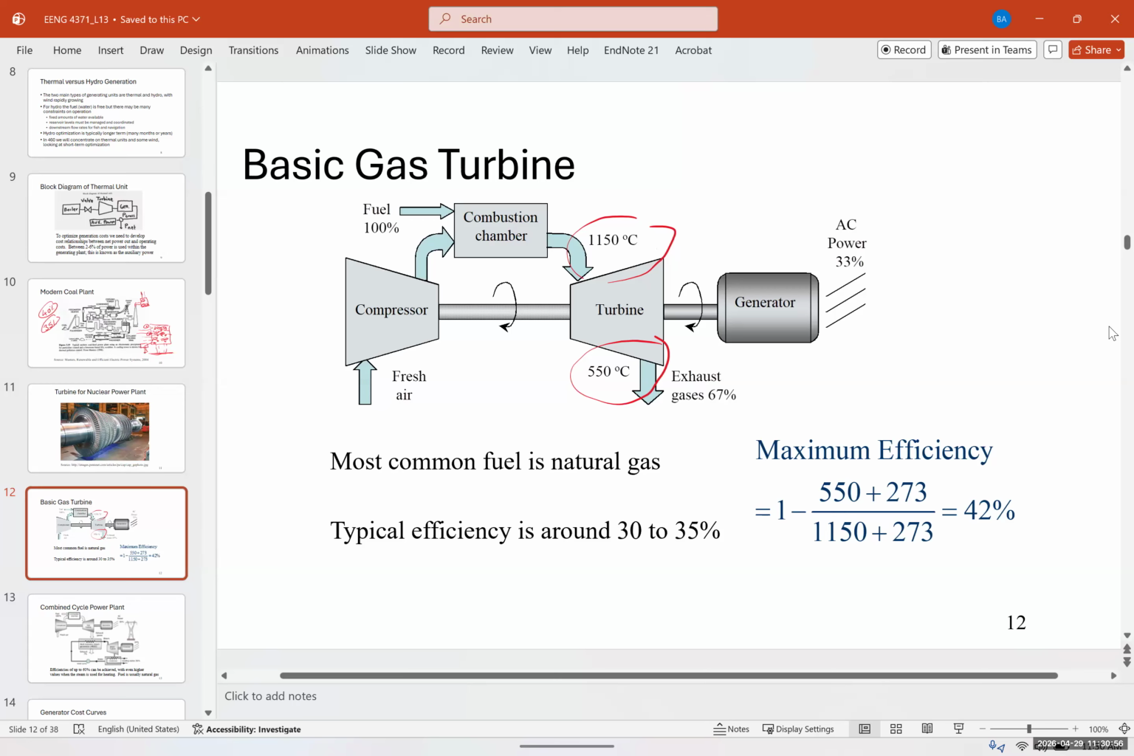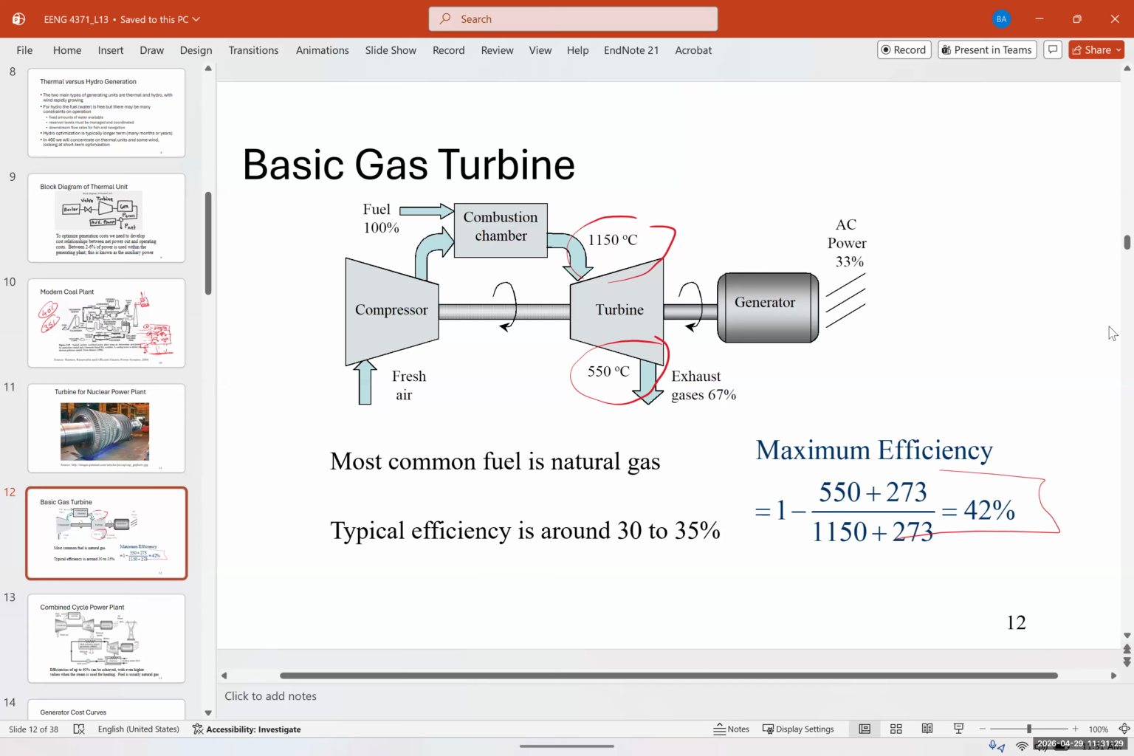And from that 33%, 2 to 6% is again consumed in the power plant itself for the compressors and pumps and so on. Now, you can see that the typical efficiency here was around 30 to 35%. But if you want to measure the maximum efficiency, for this case, it's going to be around 42%.